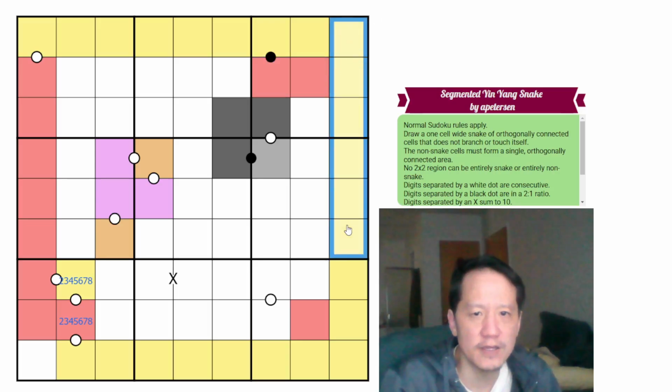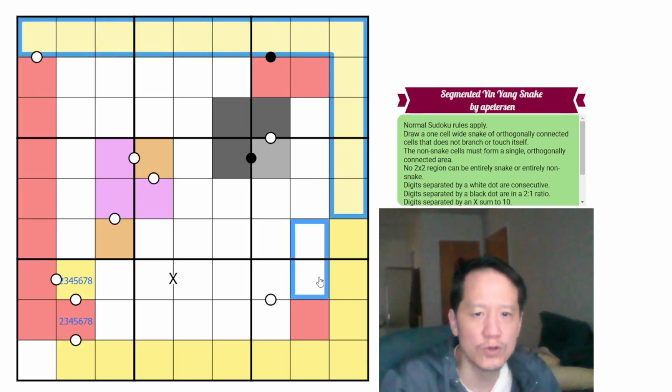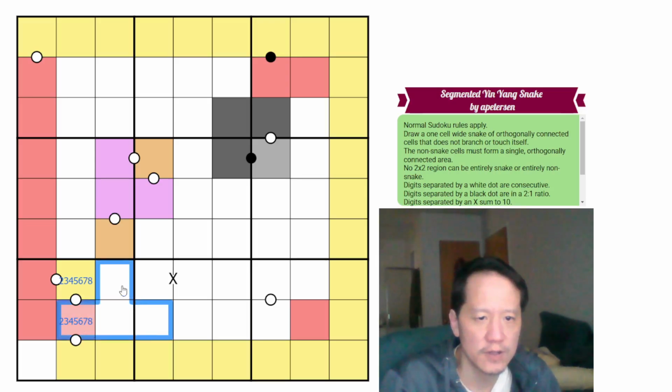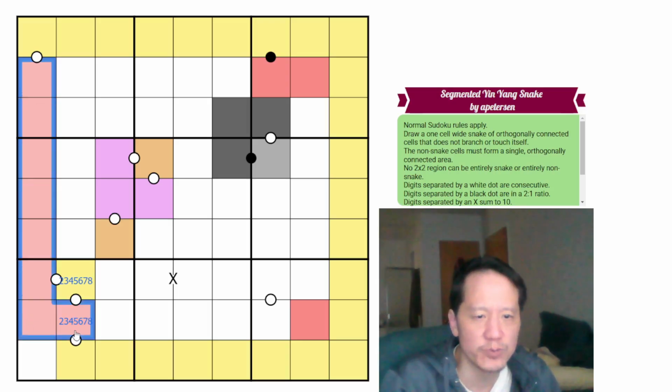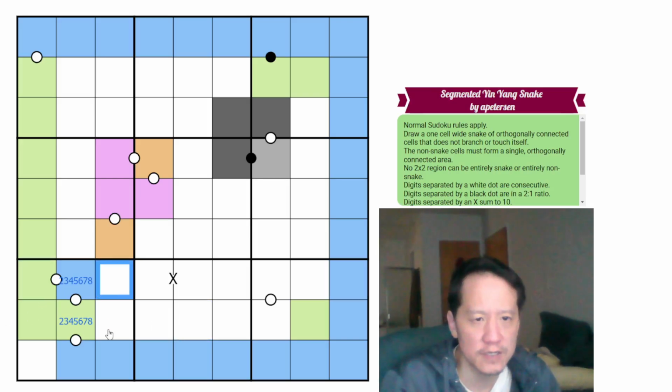I'm thinking the yellow is likely not the snake. Actually, it can't be the snake, right? If the yellow were the snake, it goes here and then goes here, and then it can't enter in anymore, right? Because it's blocked by this. So the red essentially has to be the snake. So then we're going to make the red the green, and the yellow is the blue. It's the non-snake.